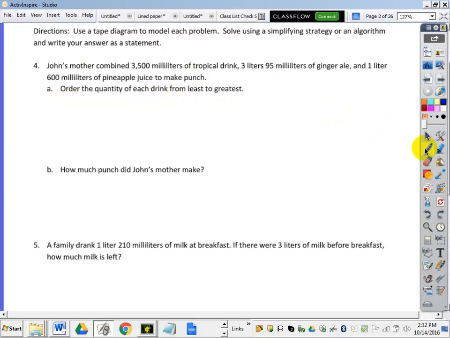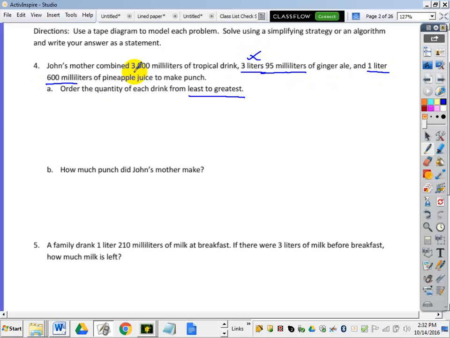Oh, this isn't too bad. Least to greatest. So all I have to think about is I've got 3 liters. I know that's bigger than 1 liter. So I know the order between these 3 liters, 95 milliliters, and this 1 liter, 600 milliliters. I know this is more. Now I've got to decide where this one falls.